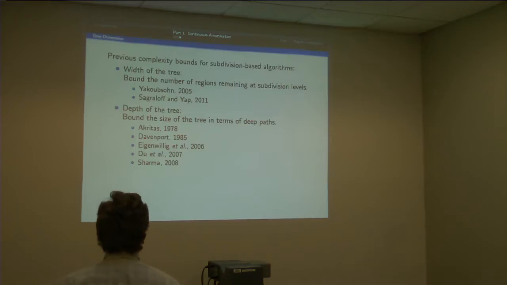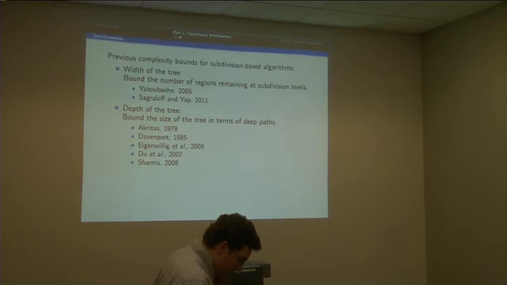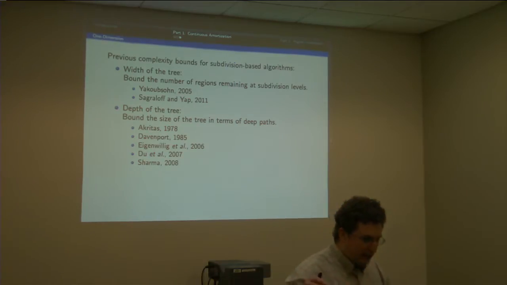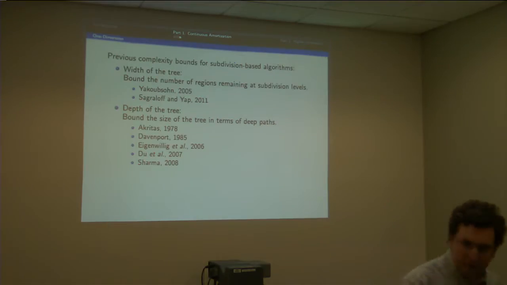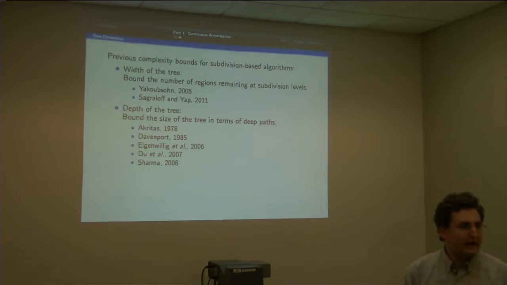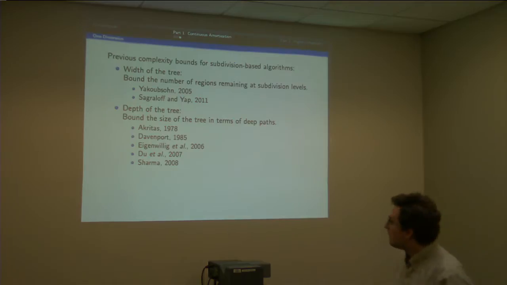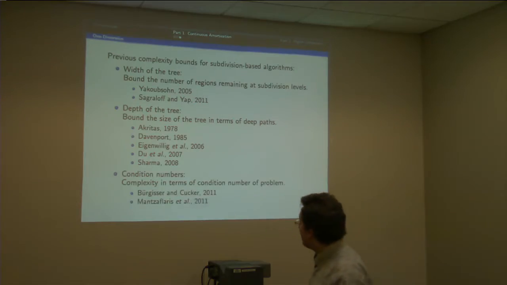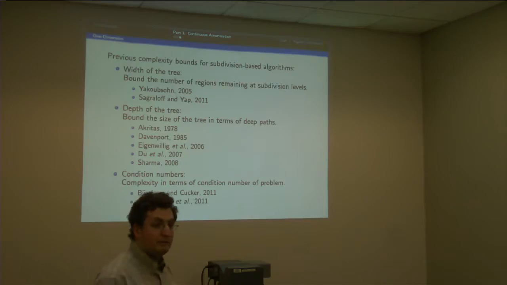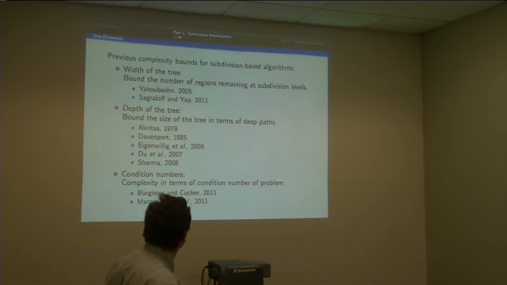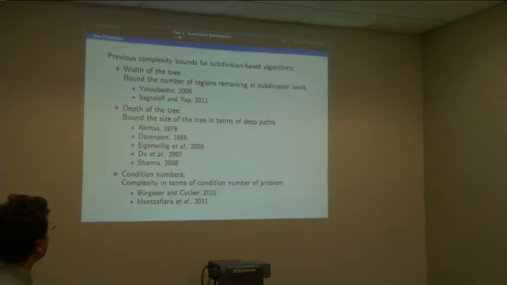All right, so depth of the tree. What you can do is say, okay, the tree's got a few deep paths, and you can charge the cost of subdividing to those few deep paths and amortize the cost that way. There are condition number approaches, and those use the condition number to say how bad the problem is, at least locally or perhaps globally. All right, and so these are all different ways of approaching analyzing subdivision-based algorithms.